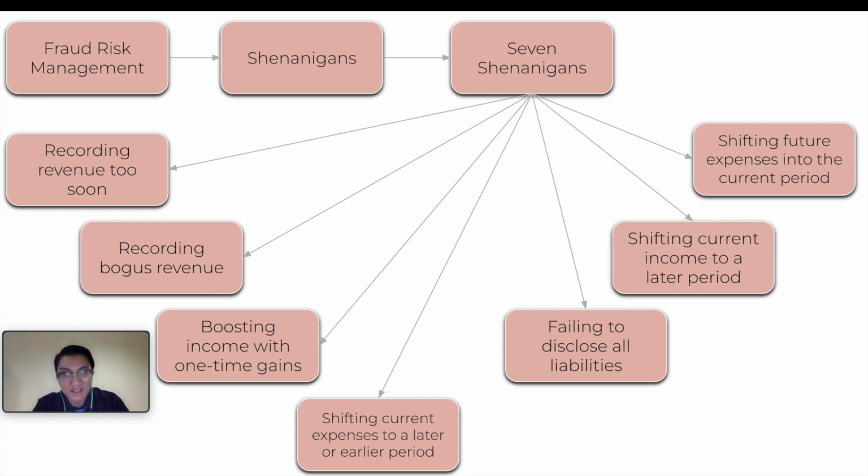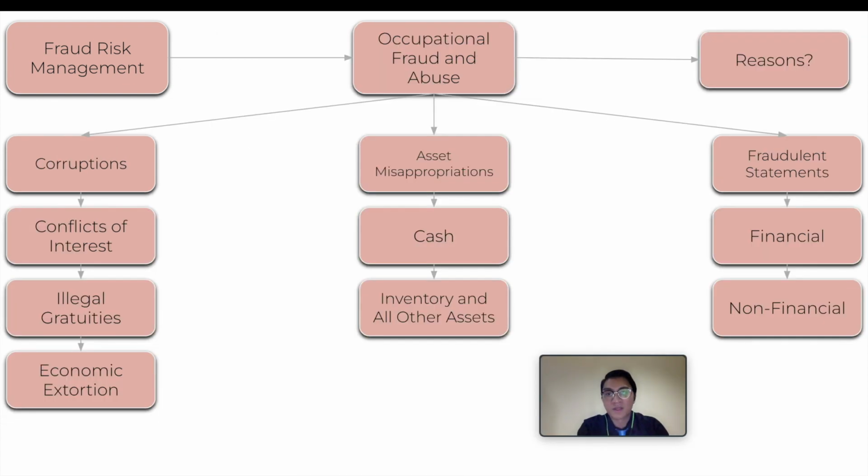And last but not least, which is the seventh one, is about shifting future expenses into the current period. There's also a subtopic about occupational fraud and abuse with its reasons. There are three types of occupational fraud and abuse: corruption, asset misappropriations, and fraudulent statements. Corruption is based on conflict of interest, illegal gratuities, and economic extortion. The second one, asset misappropriations, is about cash and inventory and all other assets. The third one is about fraudulent statements, which relate to financial and non-financial.